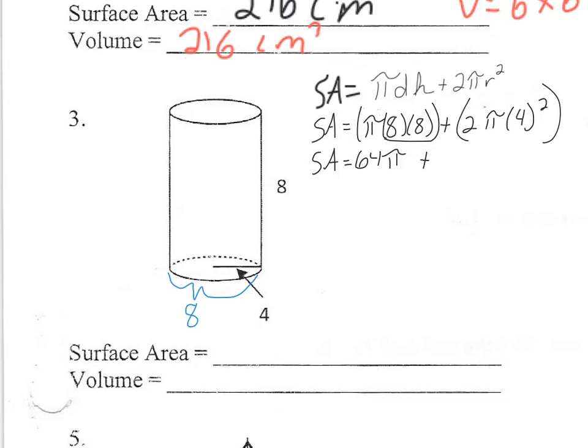Plus, we're going to do order of operations again. So I've got 4 squared. That's 4 times 4, which gives me 16. I'm then going to multiply it by 2, which gives me 32. So I have 32 pi. That's a lot easier to punch into your calculator.